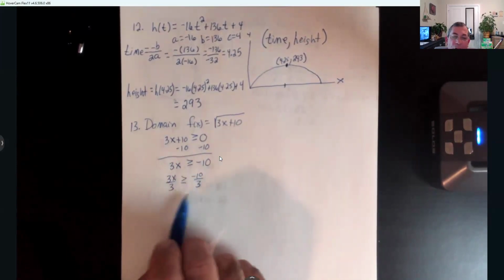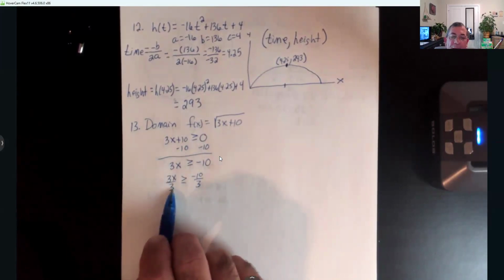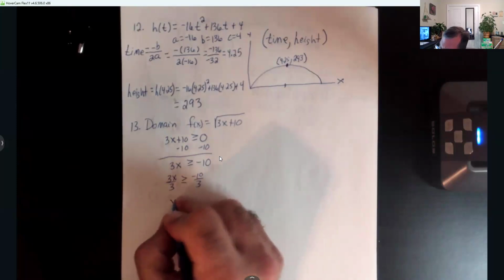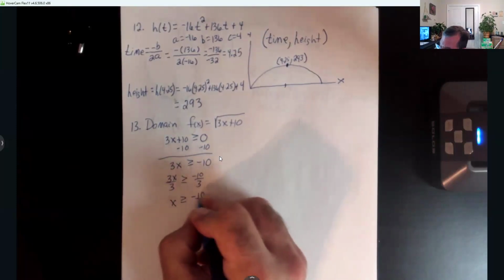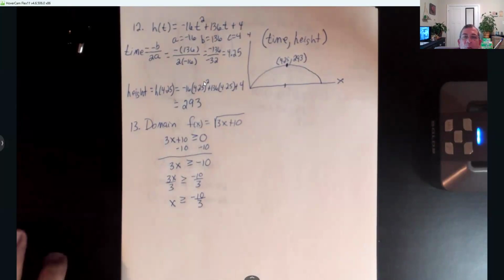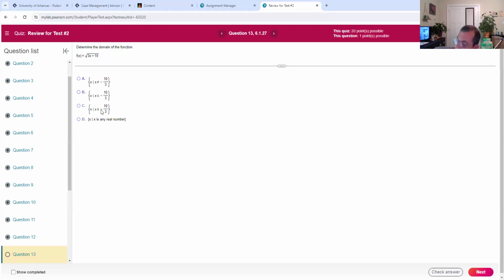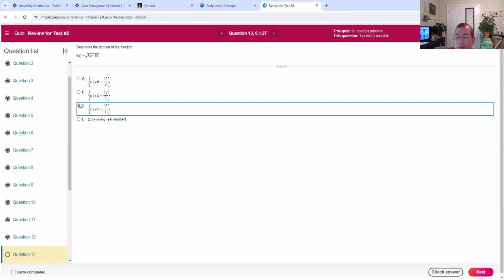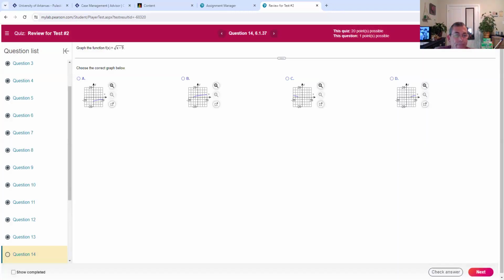Now remember, I don't turn this dividing by a positive number. I would only turn that if I was dividing by negative, okay? So we get x greater than or equal to negative 10 thirds. So that looks like you were perfect on that one. C has x greater than or equal to negative 10 thirds. Okay, y'all? All righty, so we're going to come in after break and mess with that one. So let me pause this. And then let's get back to the math lab.